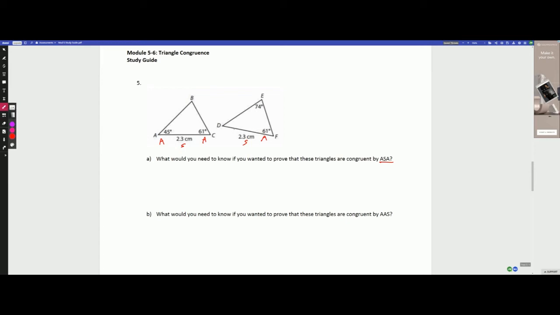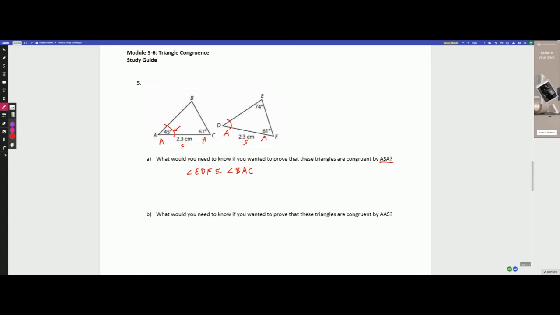What more do we need for ASA, for angle, side, angle? What about this guy? Angle D, right? EDF. So it would totally be angle EDF being congruent to angle BAC. Okay, so notice how I'm being very specific. Angle EDF has to be congruent to the one I just marked right here, which is BAC. If that happens, we're good. All right, we got ASA, angle, side, angle.